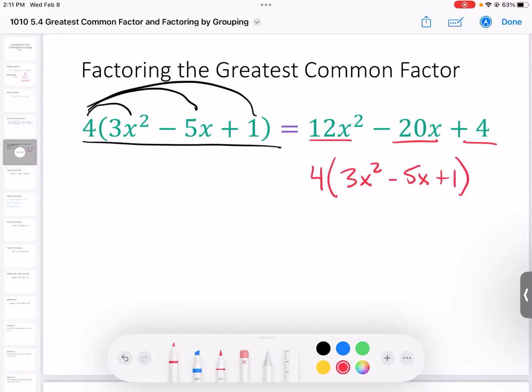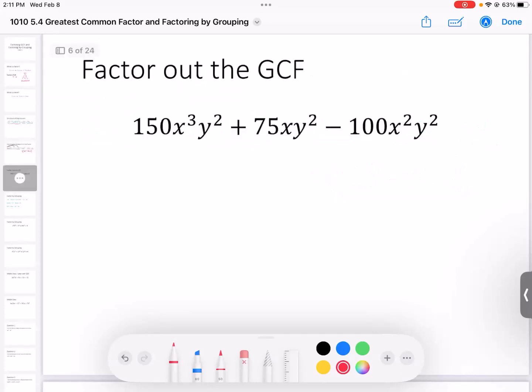But I could have done that even if I hadn't had this piece of information. Is everybody good with that? Okay, so why don't you guys go ahead and practice this one. Factor out the greatest common factor in your notebooks, and then I'll show you how I would do it.